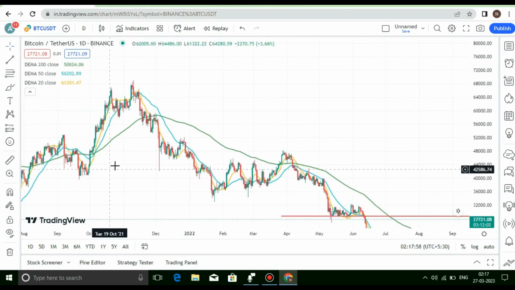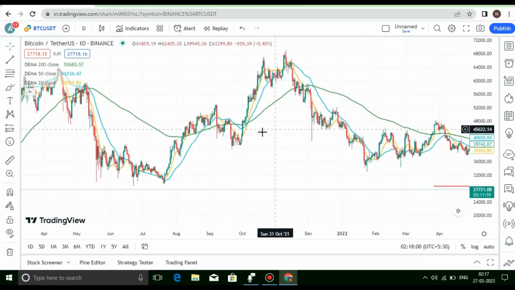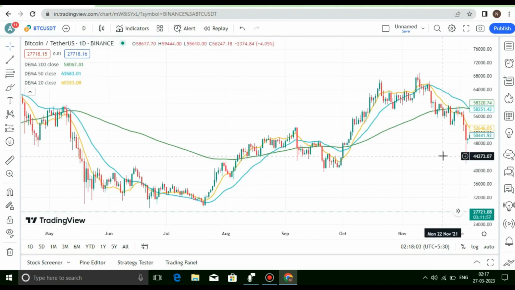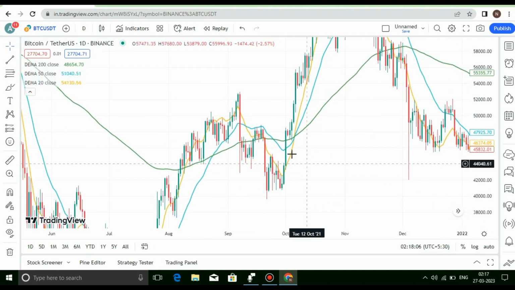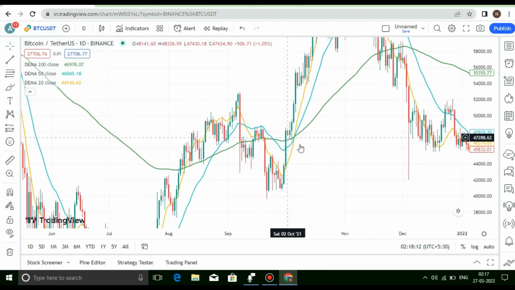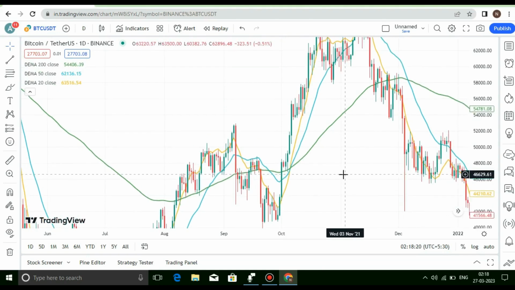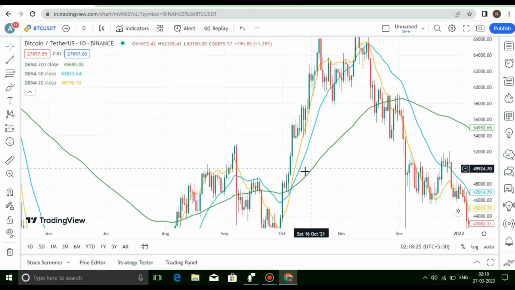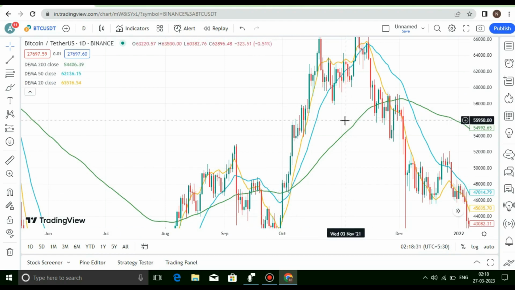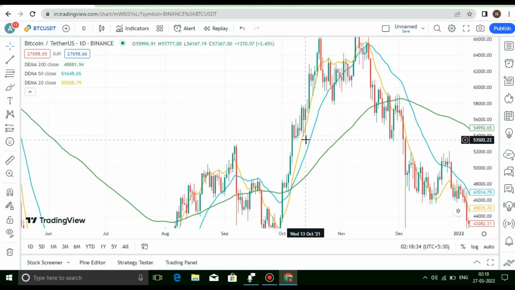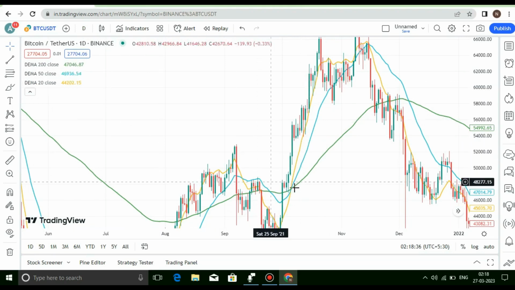So here we have it. Look at this place. See, all three EMAs have crossed the 200-day exponential moving average from the below side. So this is a great indication that the market is going to go up at this point. You can clearly see that the yellow line has also crossed the green line from the below side, and the blue line has also crossed the green line from the below side.